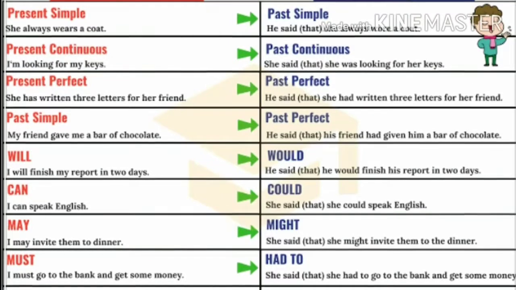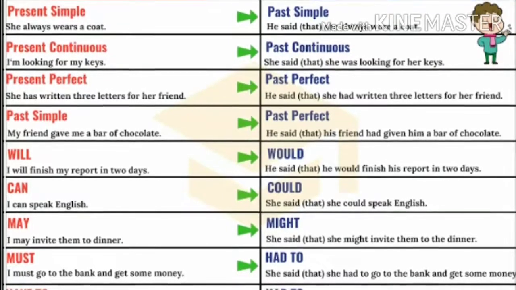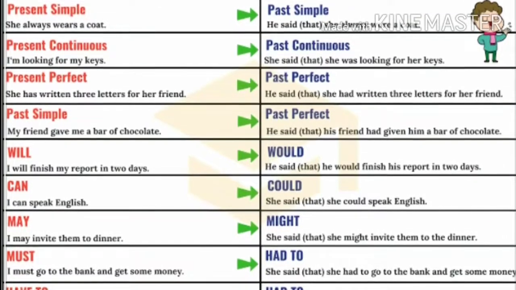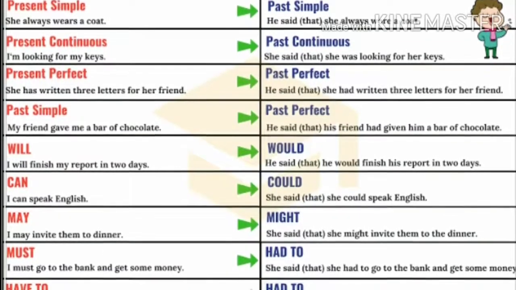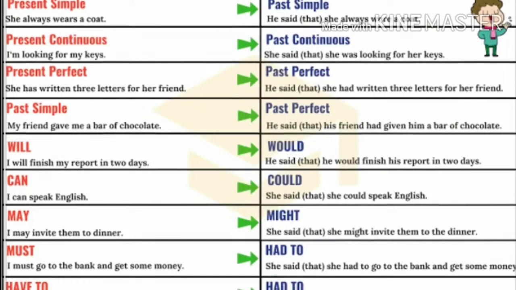Alright. Must will change to had to. See the example. I must go to the bank and get some money. Its reported speech will be: she said that she had to go to the bank and get some money.